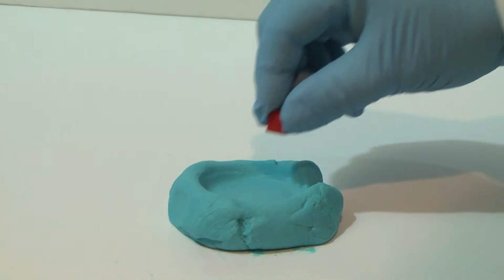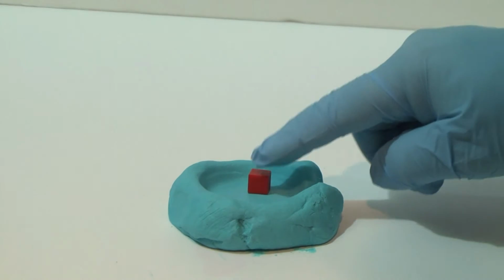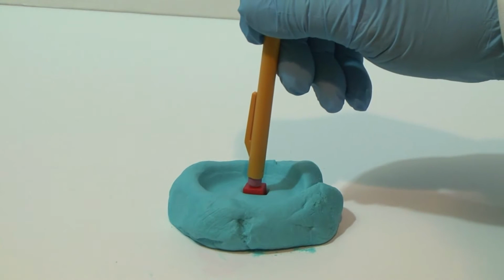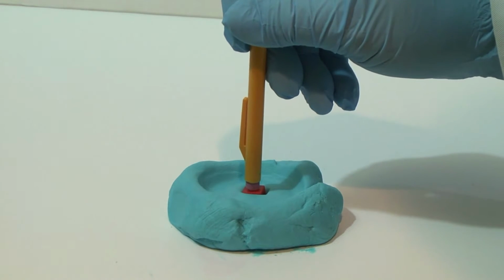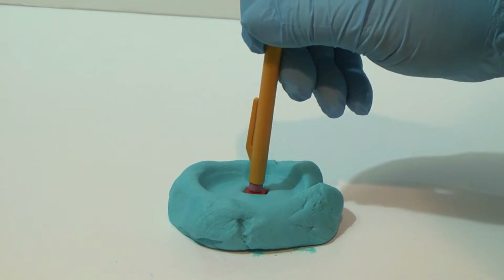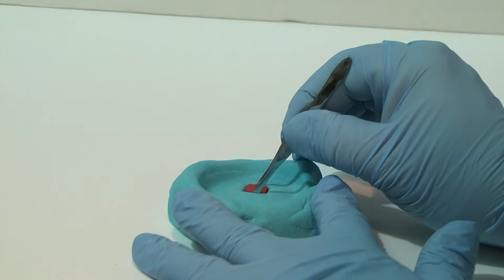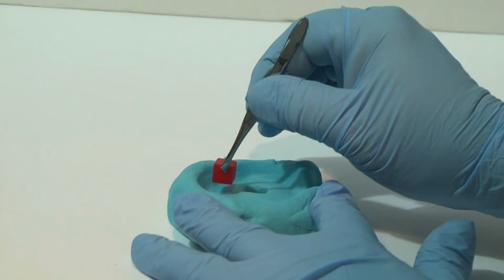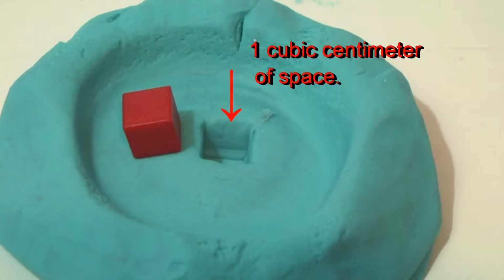Volume is a measurement of 3-dimensional space, which is a little difficult for us to imagine in our mind. So let's do a quick procedure that will help us to understand what we mean when we talk about the volume of 1 cubic centimeter of space. The impression left in the Play-Doh would be a space with a volume of 1 cubic centimeter. Therefore, 1 cc of liquid should fill this space completely.